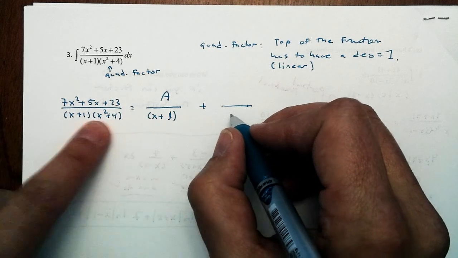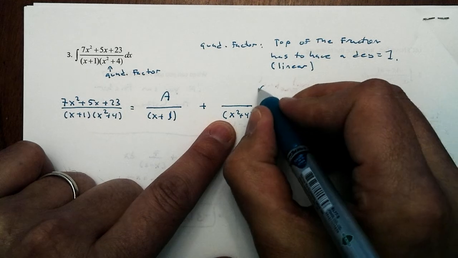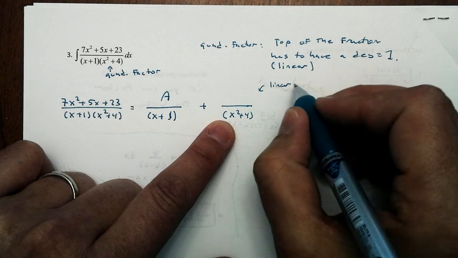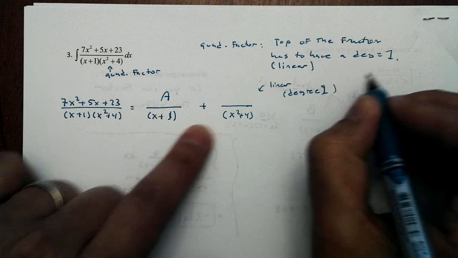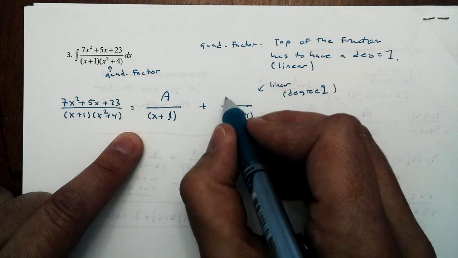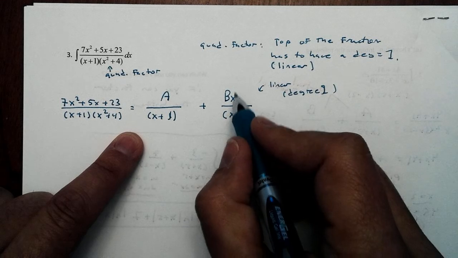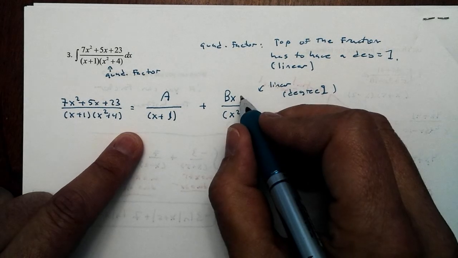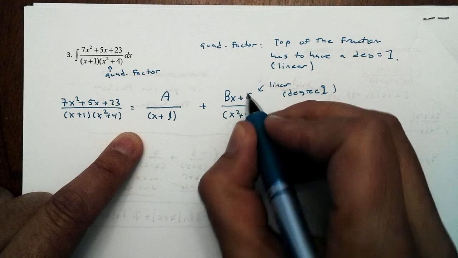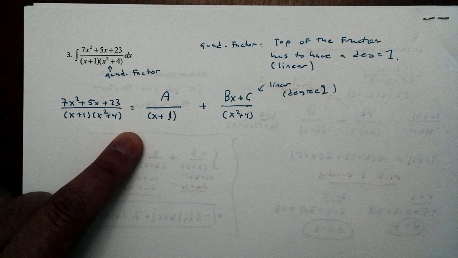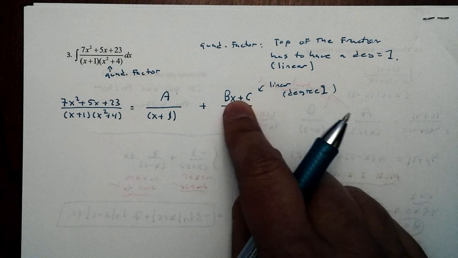Plus, now the second one, it has a quadratic factor. So the top here must be linear. In other words, it has to have a degree of 1. So I'm going to go Bx. So that makes it linear because now the power there is 1. But there's more to it. Remember the equation of a line, y equals mx plus b. So we have to add a 0 degree term there too. So we go plus C, because there might be another value there to make it a line.